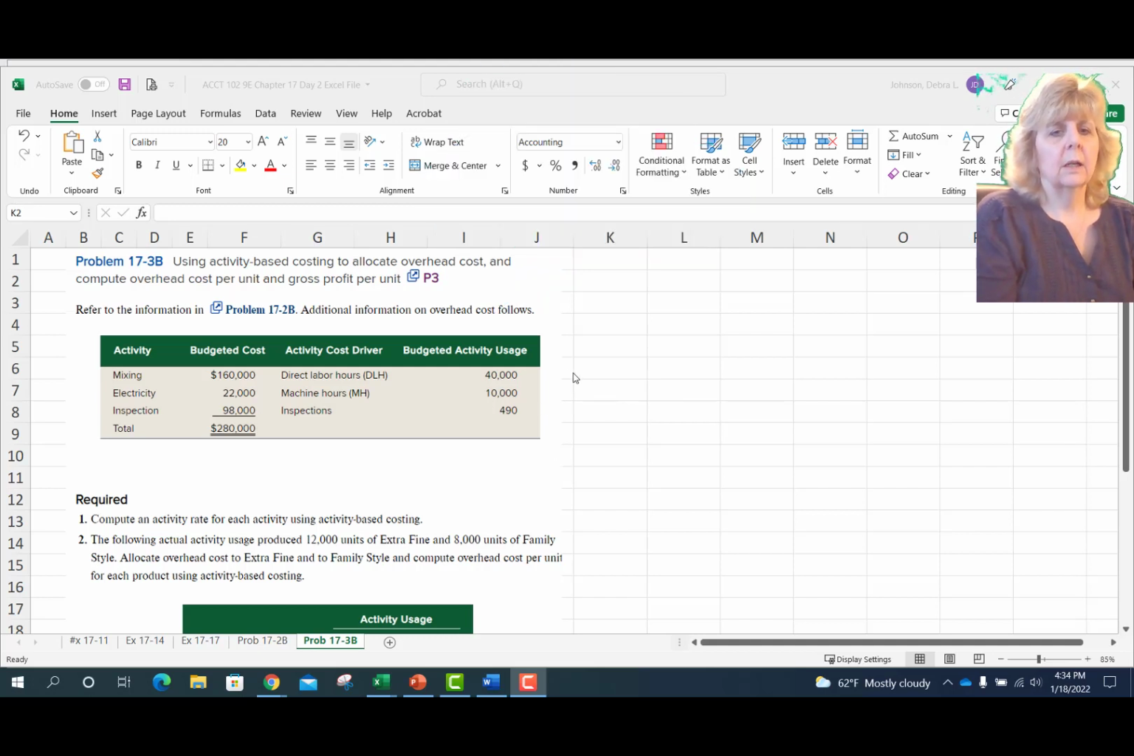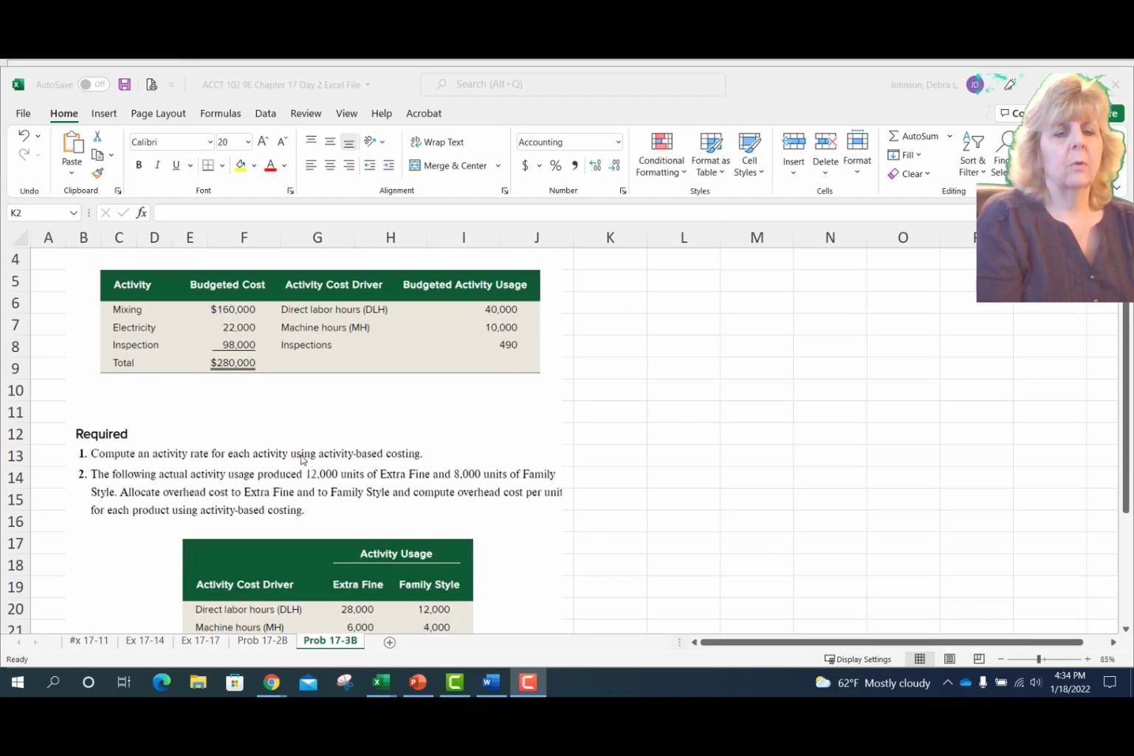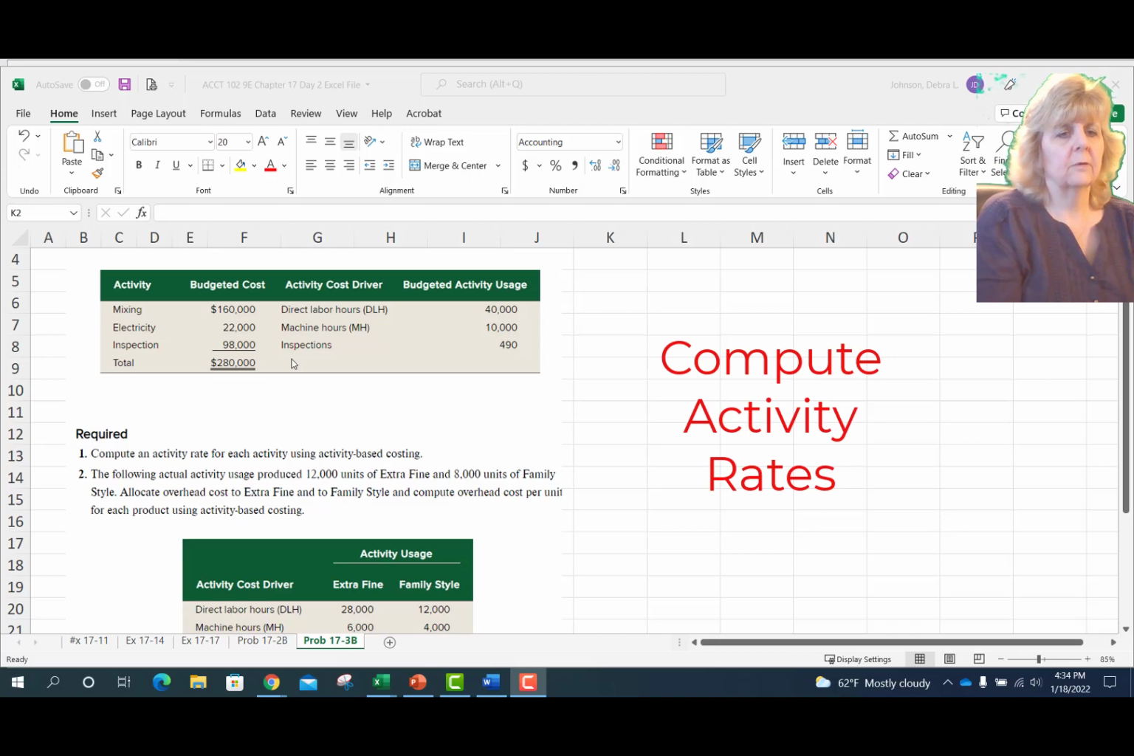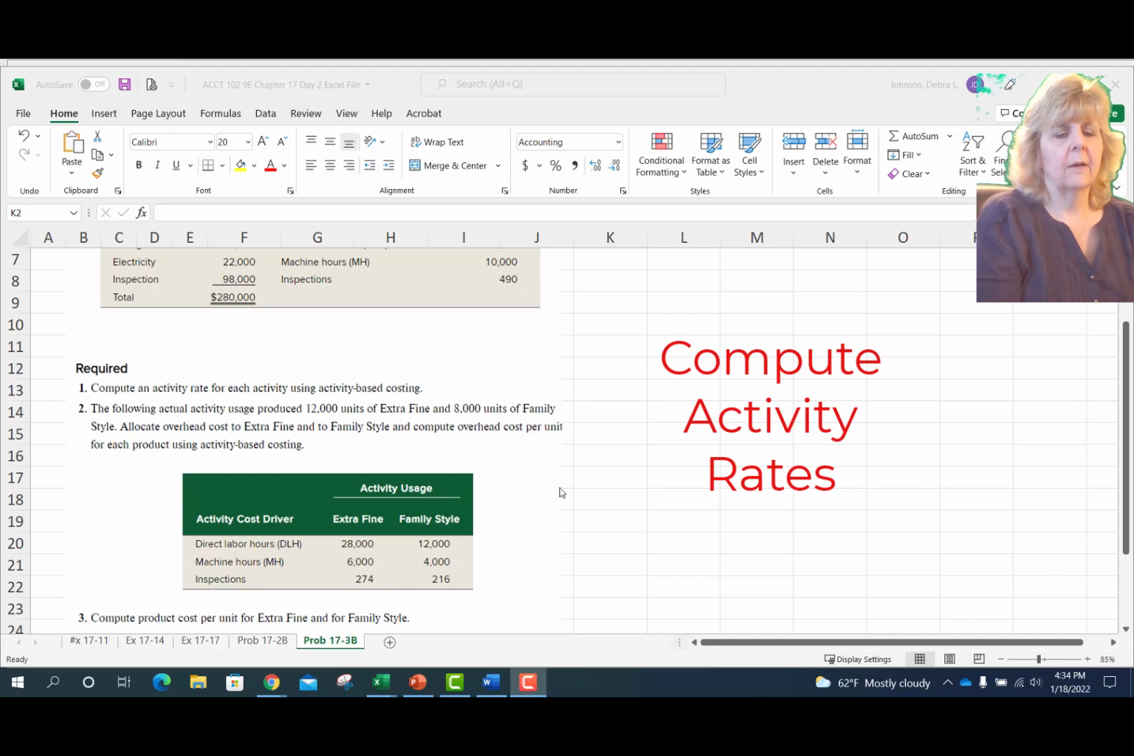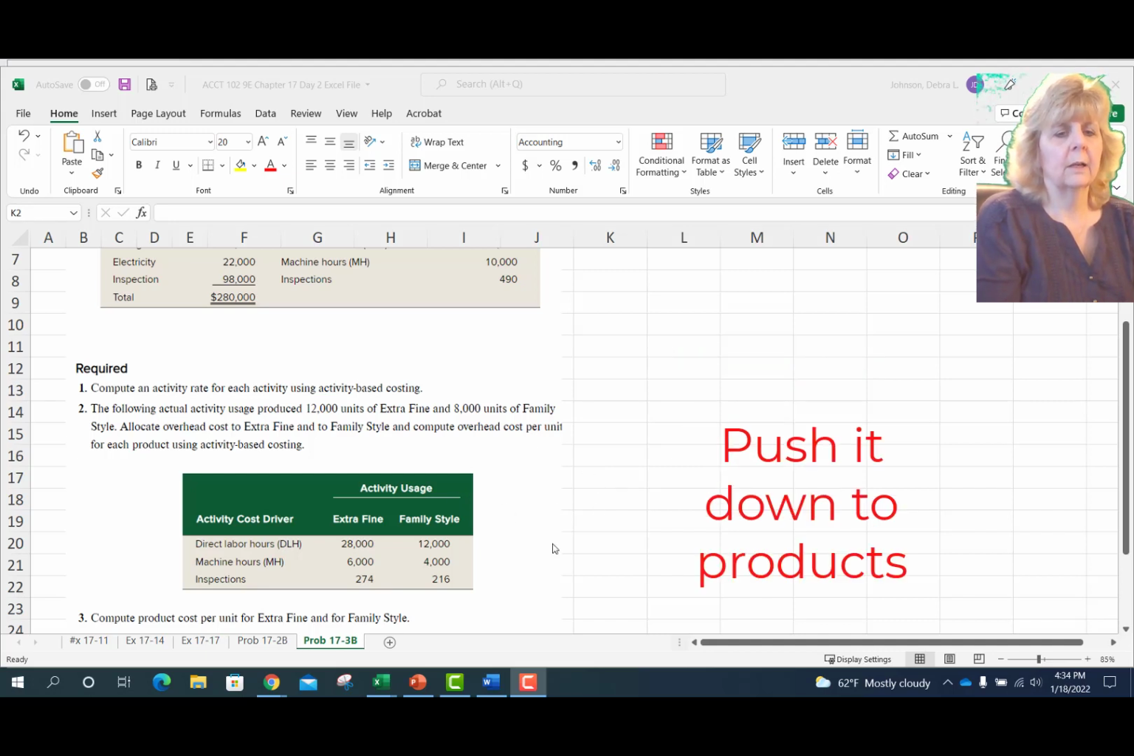When we calculate activity-based costing, it's necessary to have the costs pooled by activity, which the author gave us, as well as the designated basis also given to us. So if we look at the requirements, the author wants us to compute the activity rate for each activity. That'll be the bucks over basis for the 3 activities you see listed. Then he'll have us push it down to the product level.